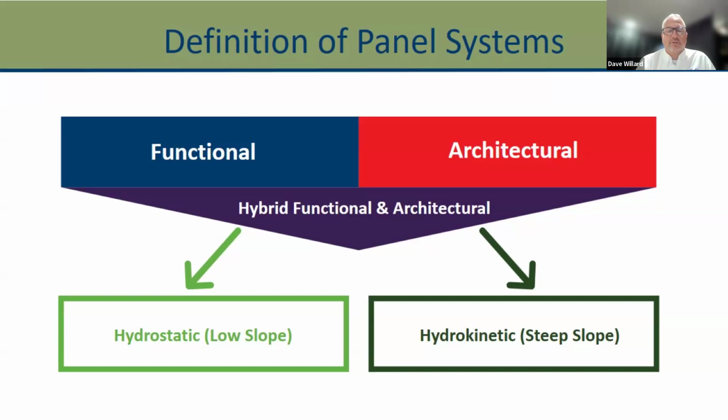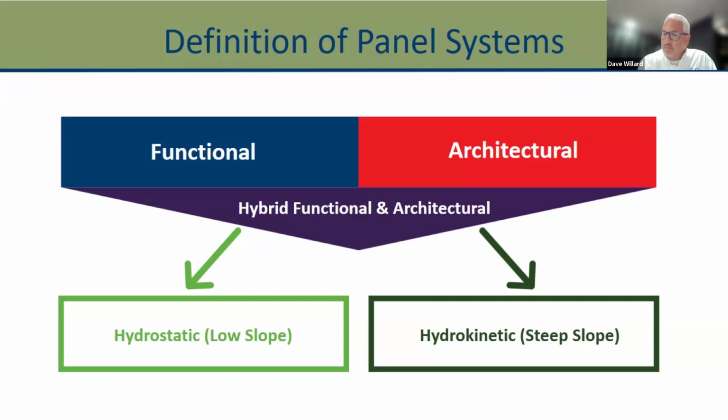Well, now with the changes in technology and what we're doing, now there's kind of a hybrid where panels can be functional and architectural. But the two biggest things you have to decide is it a low slope application, or is it going to be what we call hydrostatic, where there could be potential ponding and you really got to have a watertight product up there, or is it hydrokinetic, steep slope, where it's just a watershed, where water is just going to shed right off the edge and it's not going to stop and stay in one place.